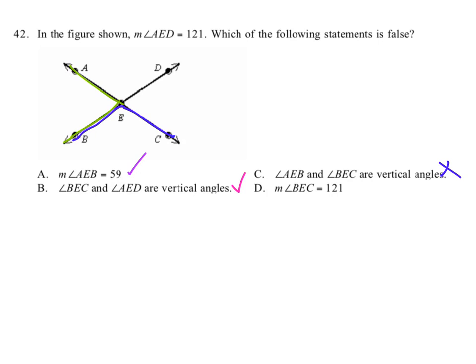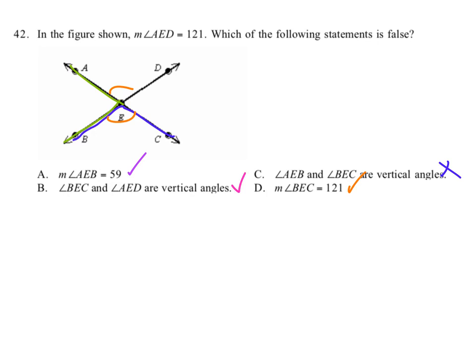And finally, the measure of angle BEC is 121. Well, we just already determined before that these two angles are vertical angles, BEC and AED, the one that they gave us. Vertical angles are congruent. So we know that if they gave us the original measure of 121 for AED, then BEC should also measure 121, and it does. So therefore, we're going to say, nope, that one works.